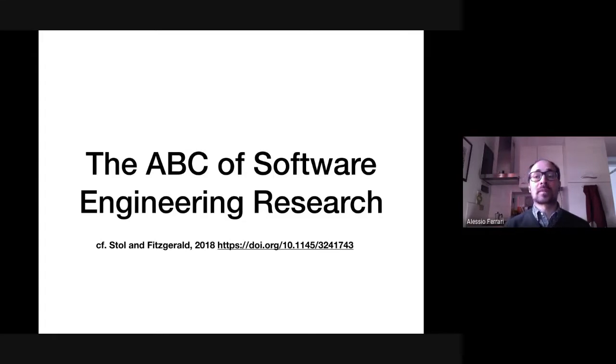of this field. Okay, this is a presentation basically about a paper that was published by Stol and Fitzgerald in 2018, and it is the ABC of software engineering research. Basically, it is a taxonomy and survey of the different strategies that are used for software engineering research. Last time we spoke about data collection, one of the building blocks of a strategy. Now you saw that data collection is part of building a theory. Here you will see the strategies that can be used to build this theory.